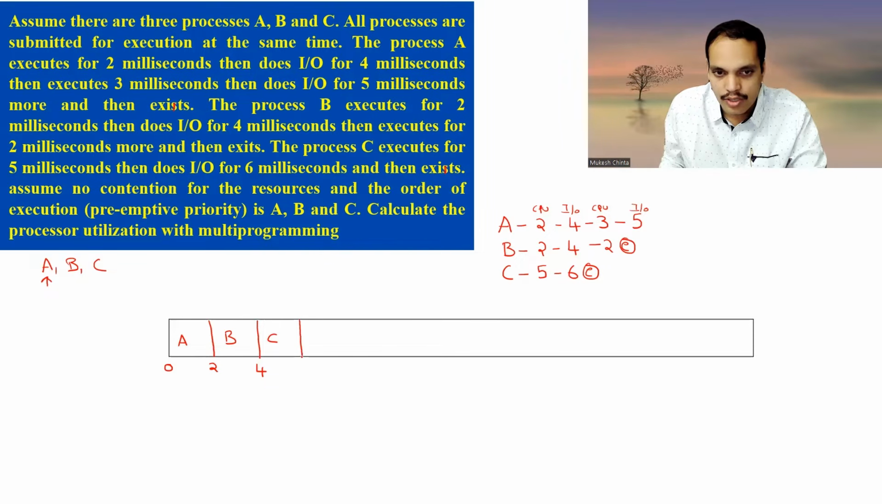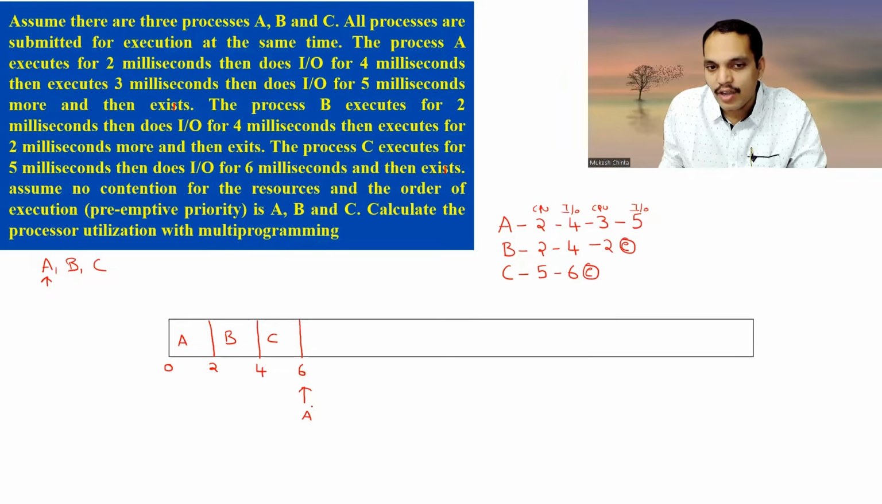C executes till 6. Sir, why did you stop at 6? You have to assign the CPU for C for 5 milliseconds. No, because if you see this, once A completes execution on the CPU at 2 milliseconds and goes out for the IO operation, it completes its IO operation at 6th millisecond. So here A comes back into the queue for CPU.